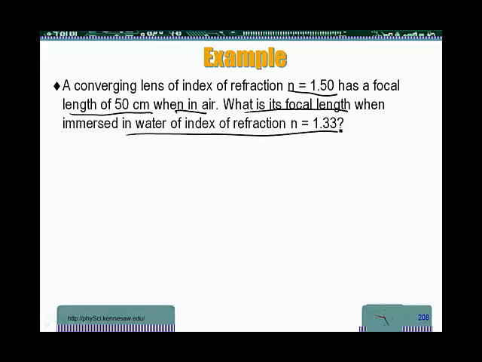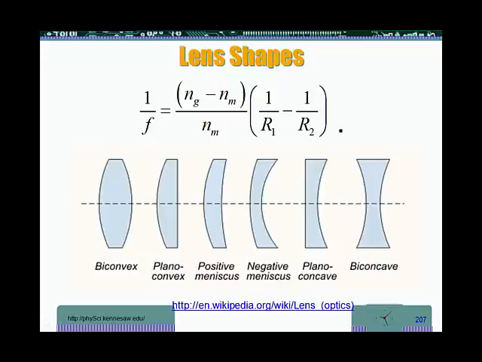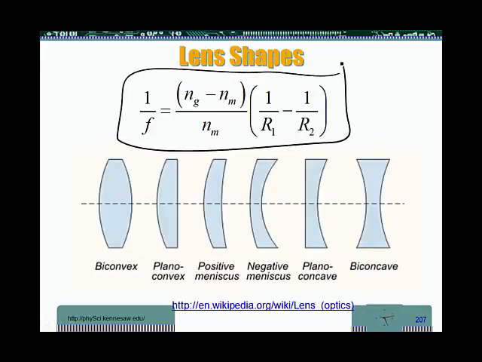To do that, remember the only equation that we can use to find the effect of the index of refraction of the medium on the focal length is the lens maker equation. It is this equation here. That's the only equation where the index of refraction of the medium and the index of refraction of the glass play a role in determining the focal length of the lens.